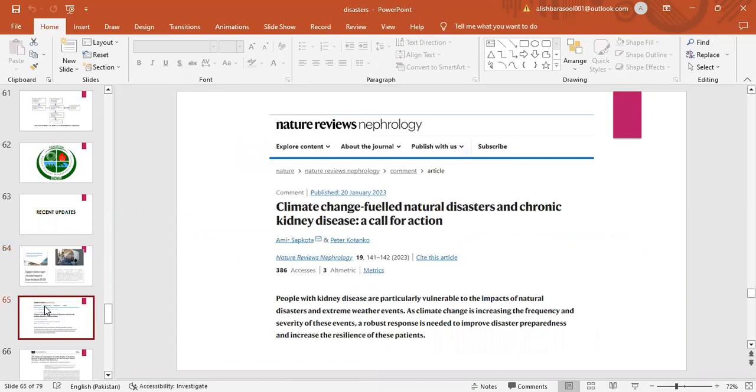Climate change fueled natural disasters and chronic kidney disease, a call for action. People with kidney disease are particularly vulnerable to the impacts of natural disasters and extreme weather events. As climate change is increasing the frequency and severity of these events, a robust response is needed to improve disaster preparedness and increase the resilience of these patients.